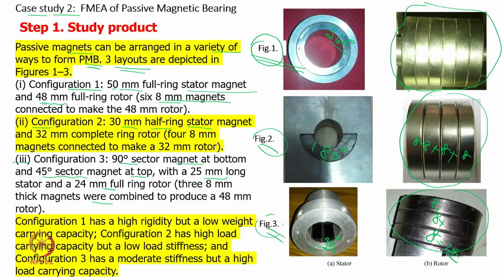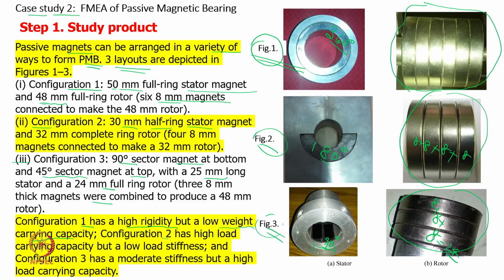Now, what are the merits and demerits of the 3 configurations? We say configuration 1 has a high rigidity, stiffness will be very high in this situation, but load carrying capacity will be very low. We can do a detailed mathematical model, but for the time being I am not going into those modeling cases, and I say that this has a higher stiffness but low load carrying capacity.